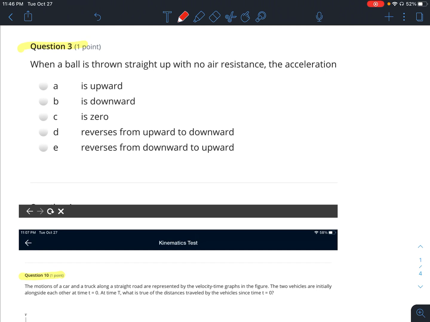So question 3: when a ball is thrown straight up with no air resistance, the acceleration is always going to be down, because acceleration is determined by the force, which is going to be down, at that 9.8 meters per second squared. So acceleration due to gravity is always down. It doesn't matter whether we're going up, down, or at the very tippy top where our velocity is technically zero, we are still accelerating downward.